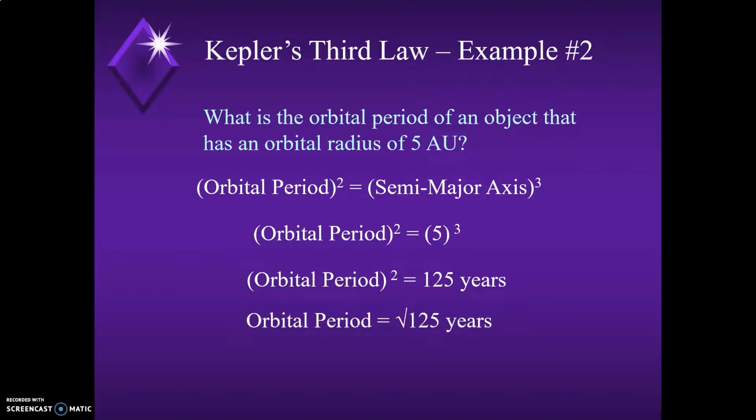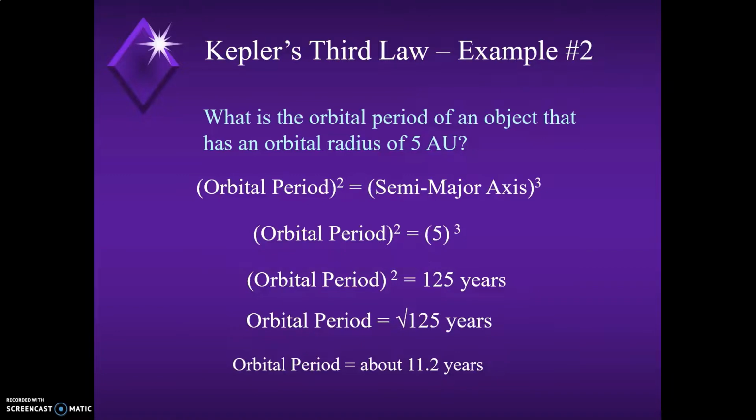And then you take the square root of 125 years. When you do that, plug it in your calculator. Again, you're going to need a calculator, so make sure you do that. You say the square root of 125. You're going to get the orbital period equaling about 11.2 years. So that's how you do Kepler's third law.